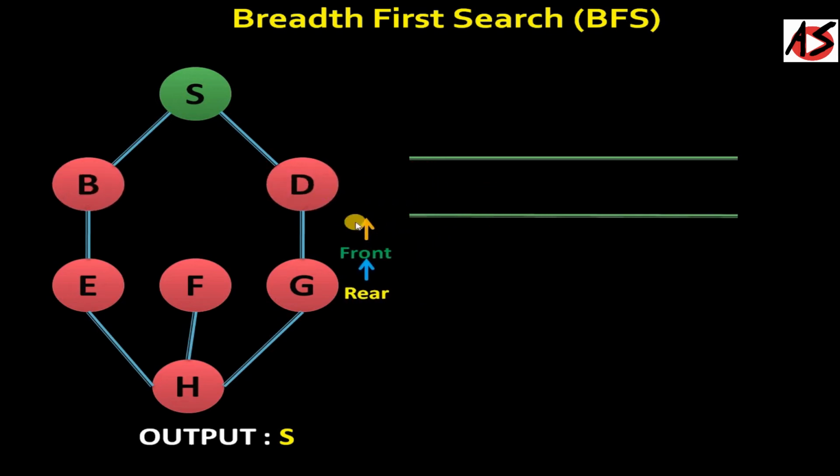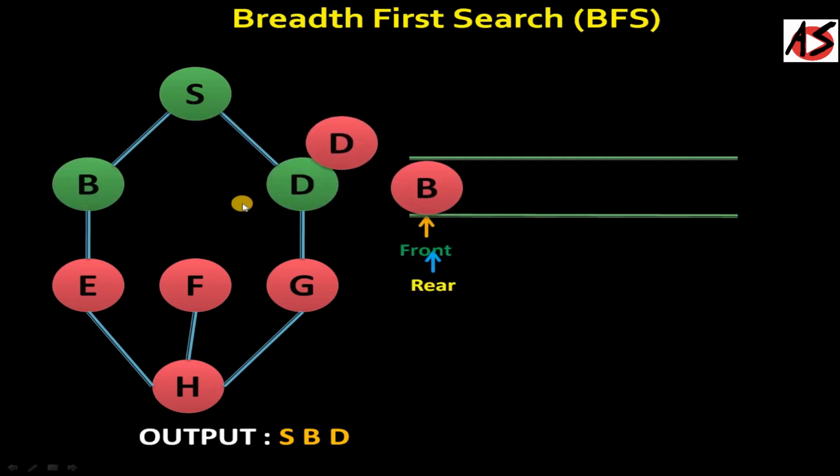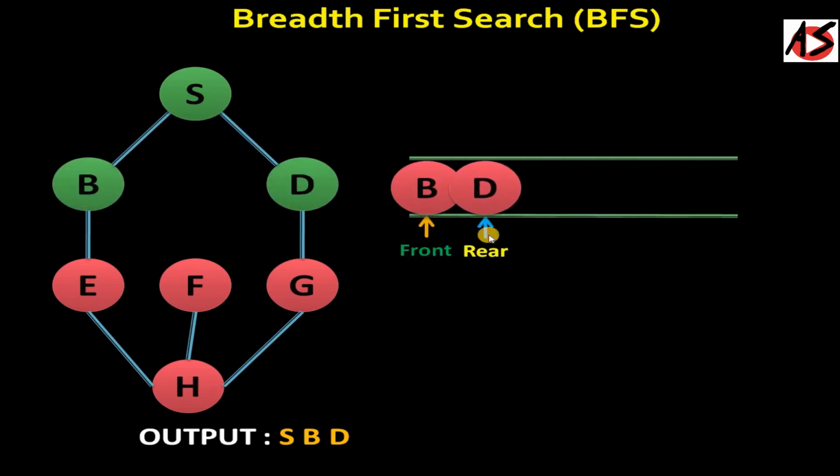Once we delete S from the queue, the adjacent nodes of S, those are B and D, we mark as visited and put into the queue. Here we increment the rear and front pointers. Now you can see in the output window we have S, B and D, those are the visited nodes.